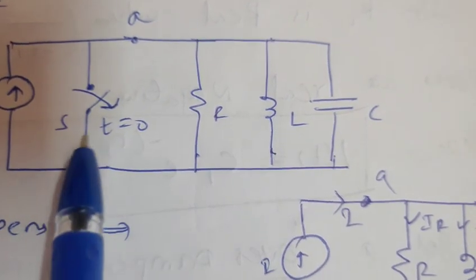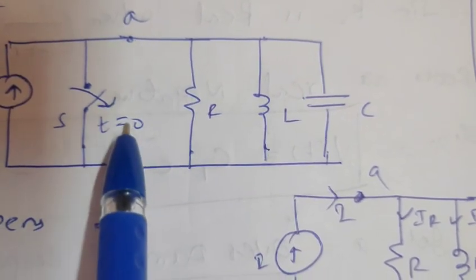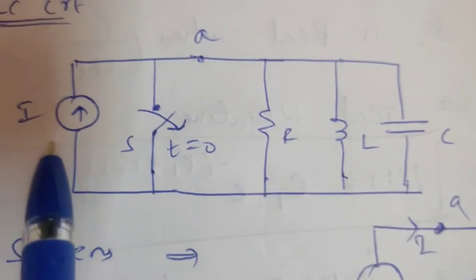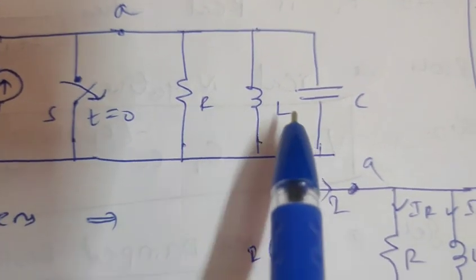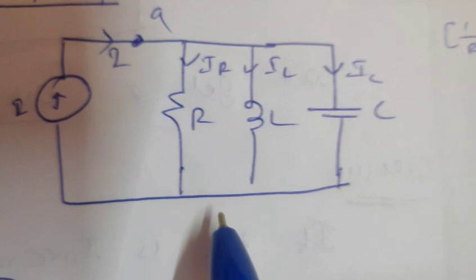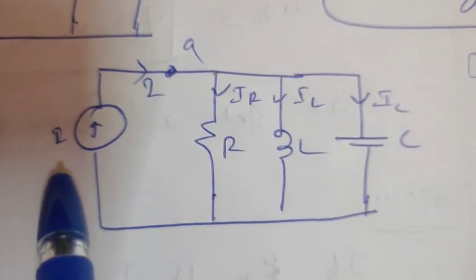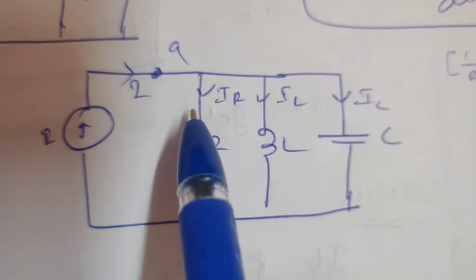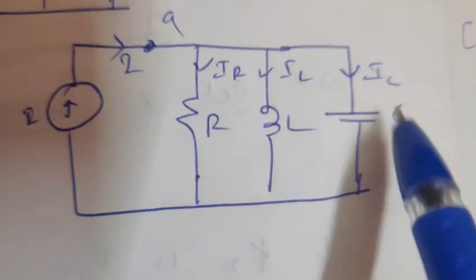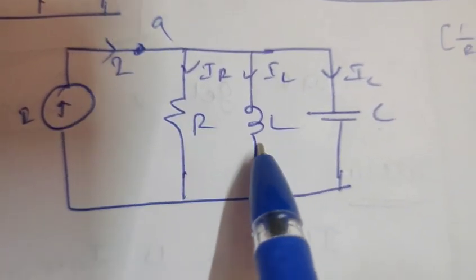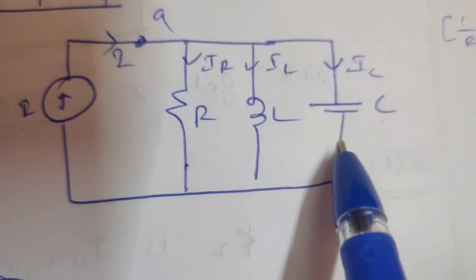So apply the t equal to 0 condition. The switch is going to open and the current source is connected to this parallel RLC circuit. So this is the equivalent circuit diagram. The current source I is connected to this parallel RLC circuit, and we know the parallel combination of L and C is nothing but a tank circuit.